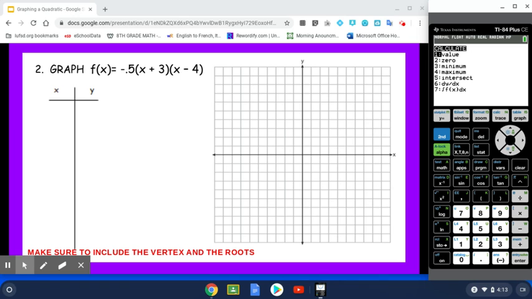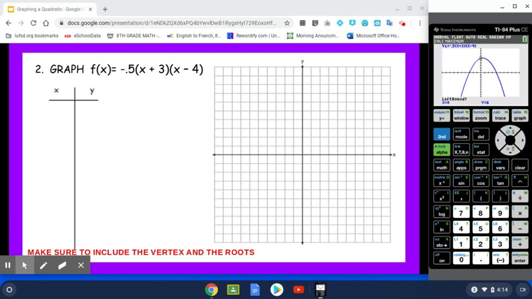Now, when we graph this, I don't know if you guys noticed it, but it turned up and then down. So that means there's a maximum point here. So you're going to do second, and you're going to go down to maximum. It gets to the highest point on the graph, and press enter.